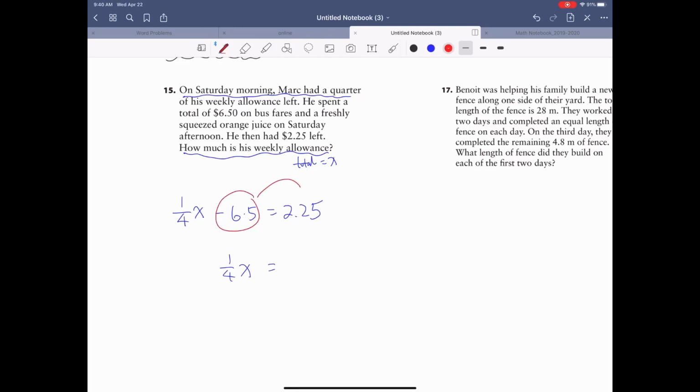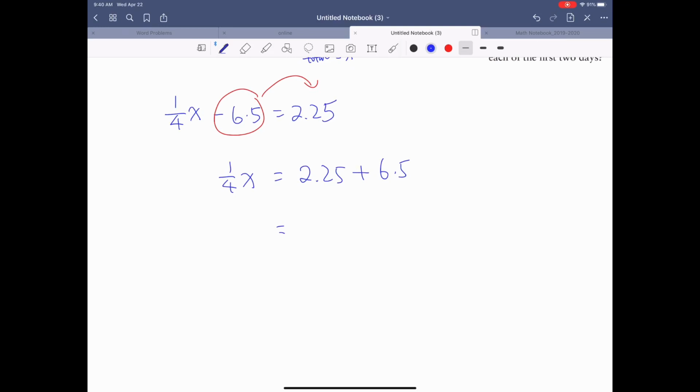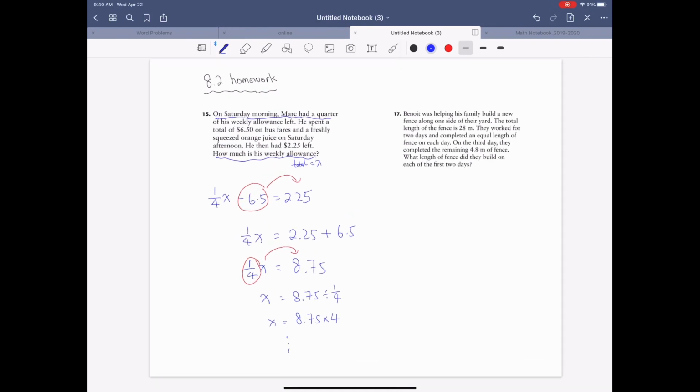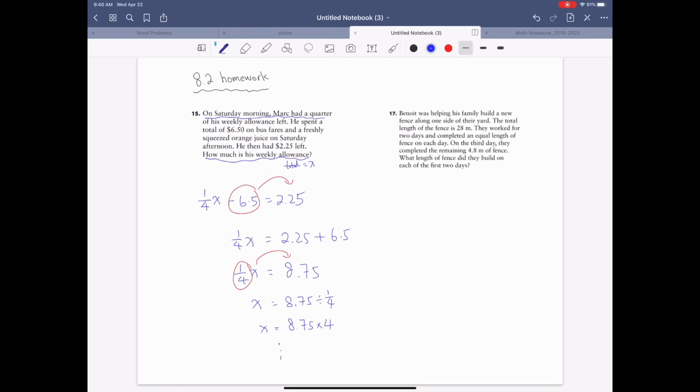Minus 6.5 over to the other side, change it to plus. Okay, solve it. This is 8.75. Yes, okay, 1 over 4x. And you want to throw this over to the other side, you change to divide by 1 over 4, which is the same as times 4, because you do KCF, and solve it, okay? That will be the total allowance of the week.